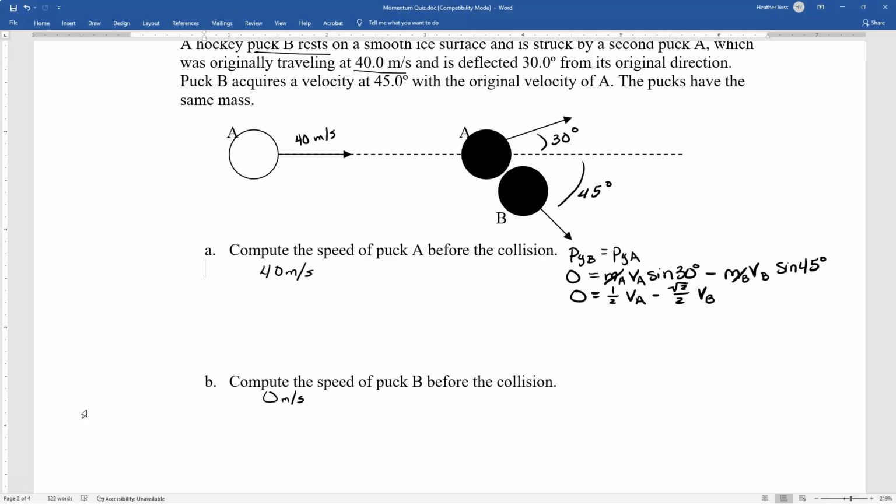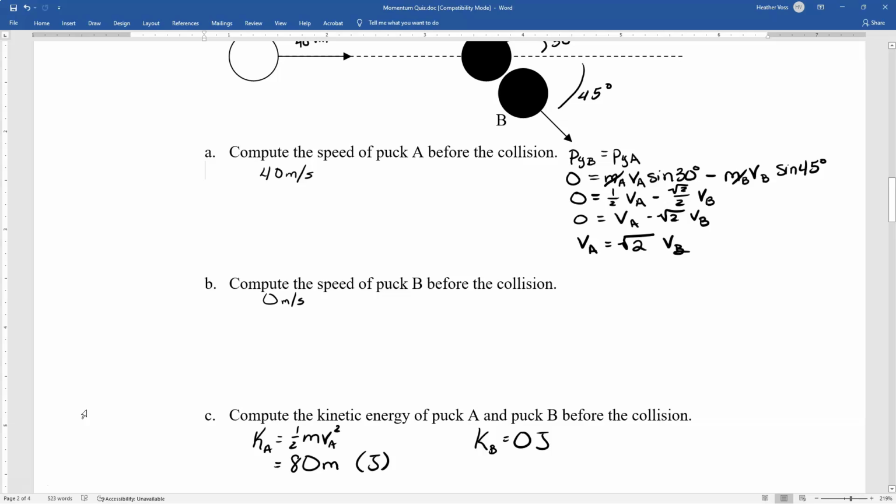If I did a little bit of multiplication, I could multiply by that 2, and I could get that 0 is equal to velocity of A minus the square root of 2, velocity of B. So that tells me a connection between the two, that the velocity of A is square root of 2 times the velocity of B. That gives us our first relation. Then we can look at the momentum in the x direction.